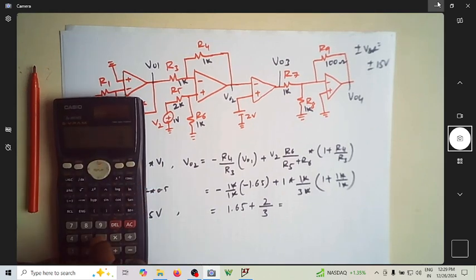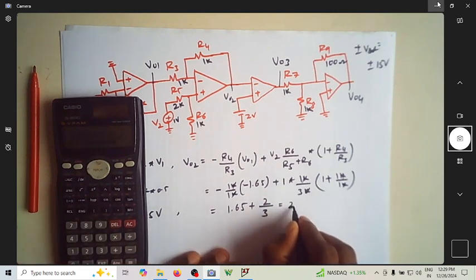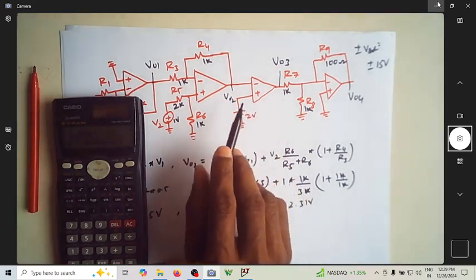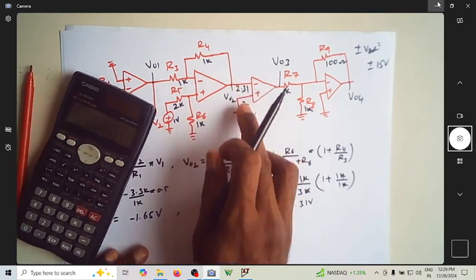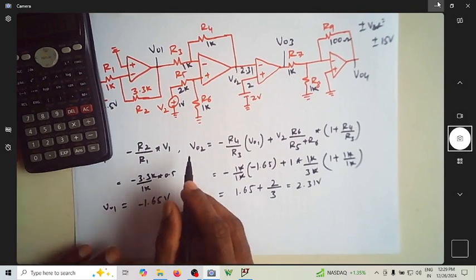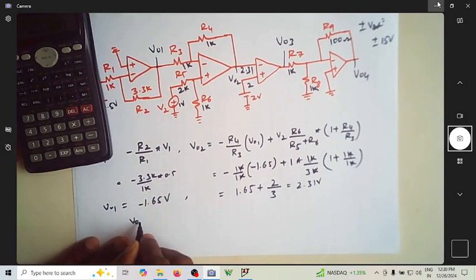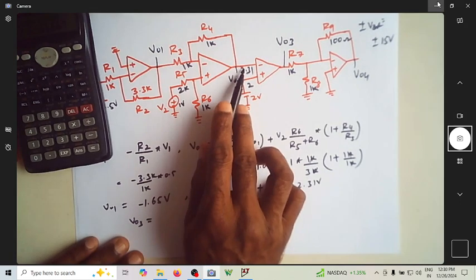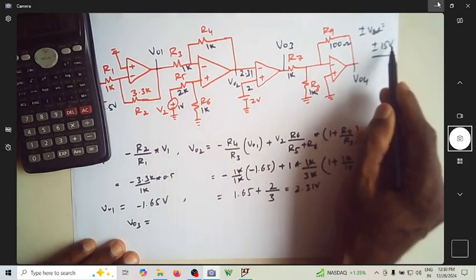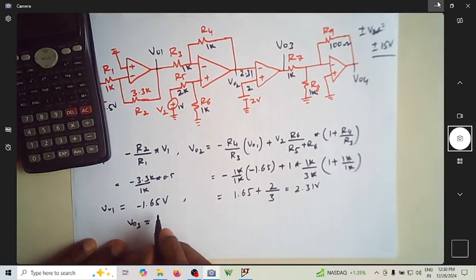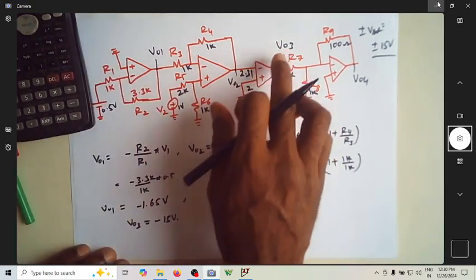So it is 1.65 plus 2 by 3, which happens to be 2.31 volt. So here I have 2.31 volt, and here it is 2 volt. Since it is an open circuit configuration, and V minus is more than V plus, I'm going to end up with minus Vsat. Since I'm using plus 15, minus 15 as the Vsat voltage, this happens to be minus 15 volts. So this is V03.